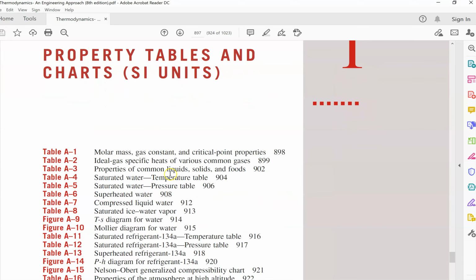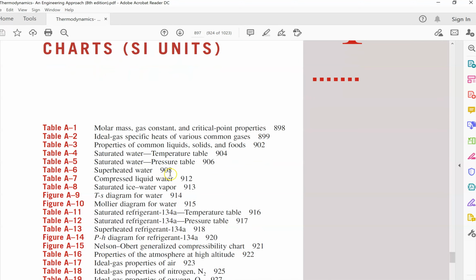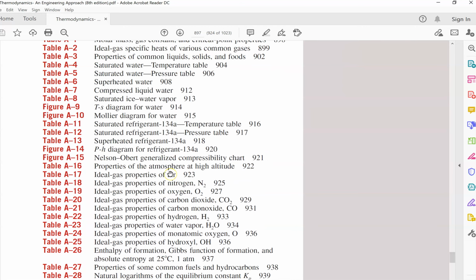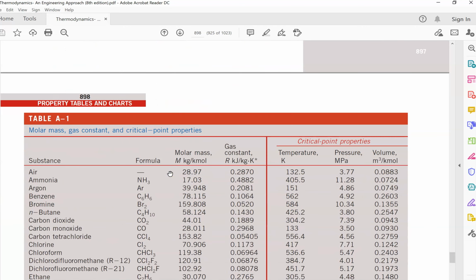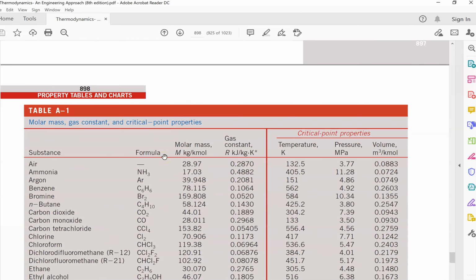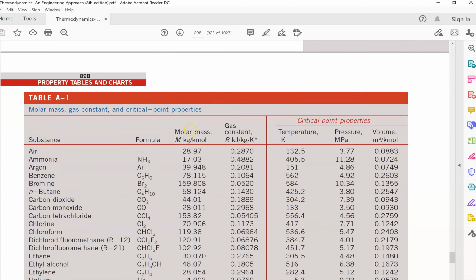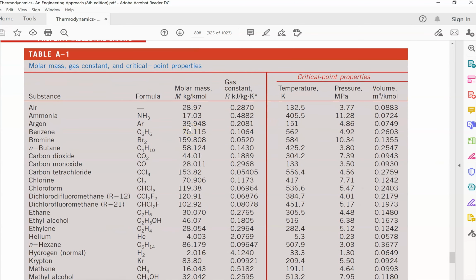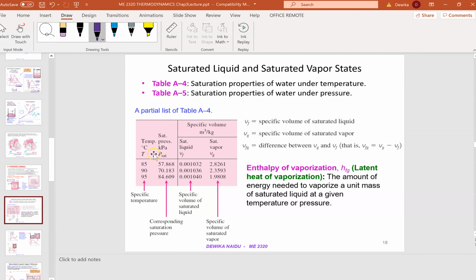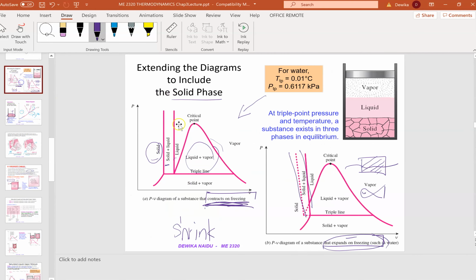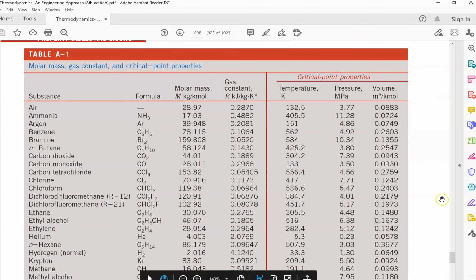You have table A1, which is the molar mass. I'll go through and bring you to table A4, one by one with you. Table A1 gives you the molar mass, gas constant, and critical point properties. You remember the critical point that I discussed just now? This is the critical point, up here. What is the value for different substances? It's all listed here.